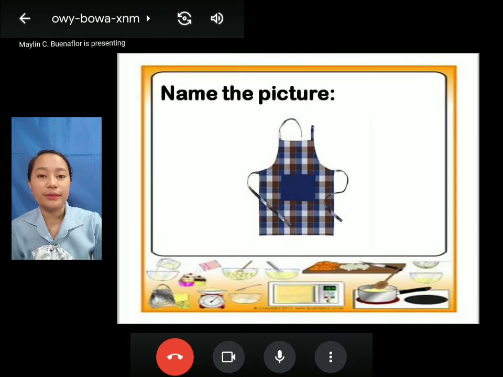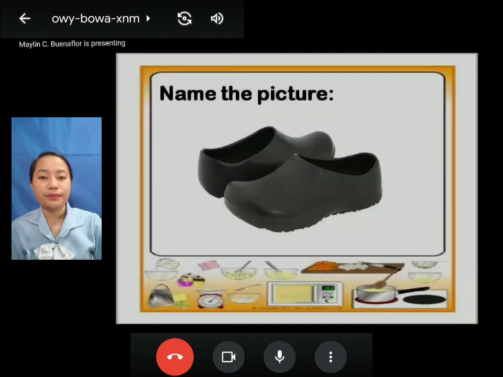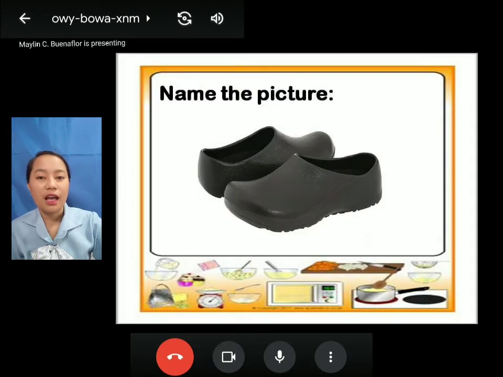For the fourth one, yes, Kali? You get it right. So this picture is an apron. And for the last picture, yes, Katie? Alright, so this picture is shoes.